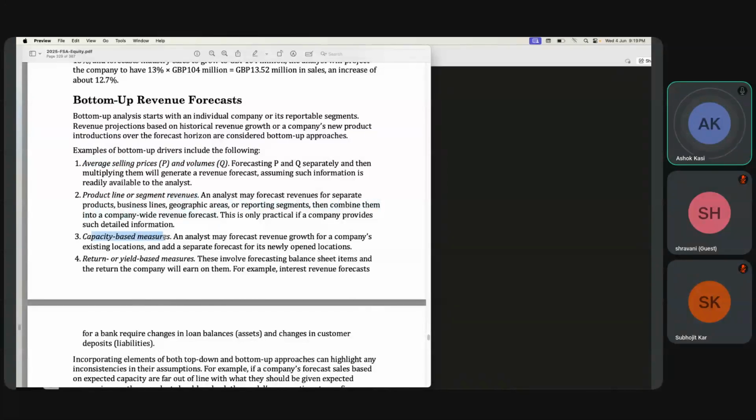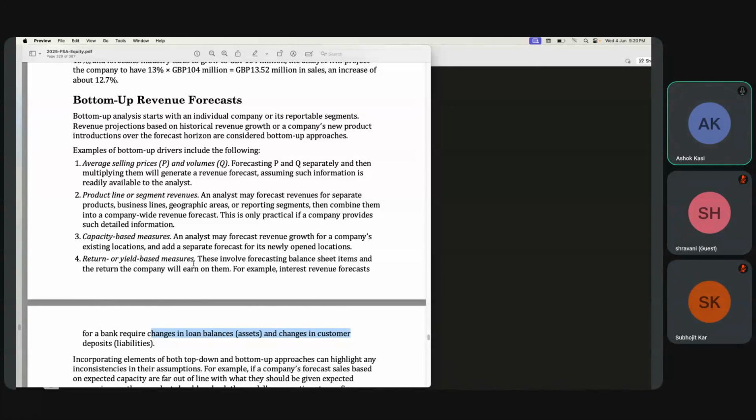Then capacity-based measures. An analyst may forecast revenue growth for a company's existing locations and add a separate forecast for its newly opened locations. So with new stores opening, how much further growth can come because of new capacity expansion. Then return or yield-based measures. These involve forecasting balance sheet items and the return the company will earn on them. For example, an interest revenue forecast for a bank requires changes in loan balances and changes in customer deposits.